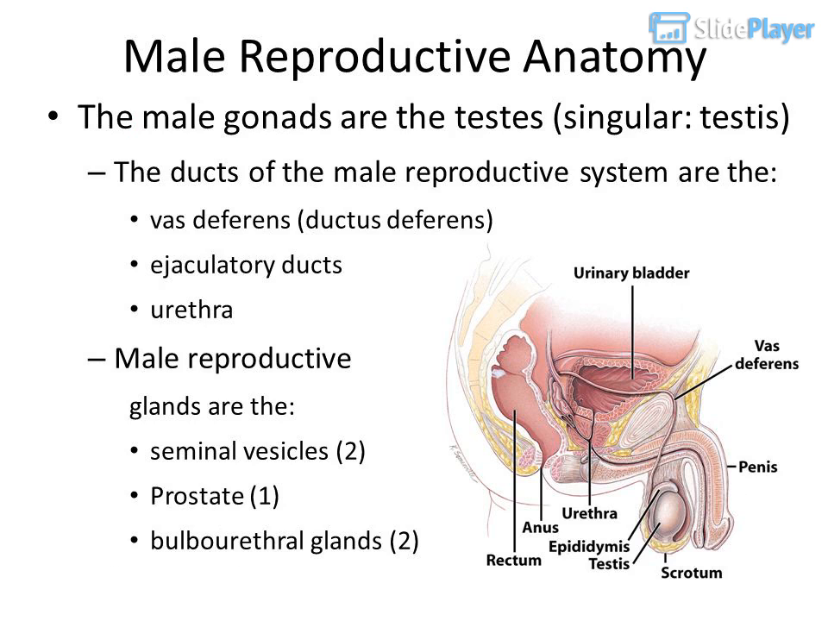Male reproductive anatomy. The male gonads are the testes, singular, testis. The ducts of the male reproductive system are the vas deferens, ductus deferens, ejaculatory ducts, and urethra. Male reproductive glands are the seminal vesicles, 2, prostate, 1, and bulbourethral glands, 2.